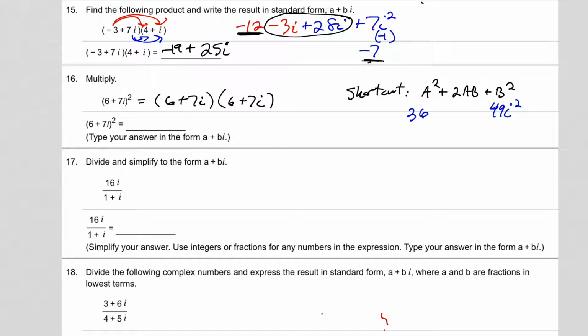So 7 times 6 is 42. 42 plus 42 is 84. So this is actually a negative 49 now. Okay. So 49 minus 36, that will be negative 13. So that's these two. And then you have this one in the middle.